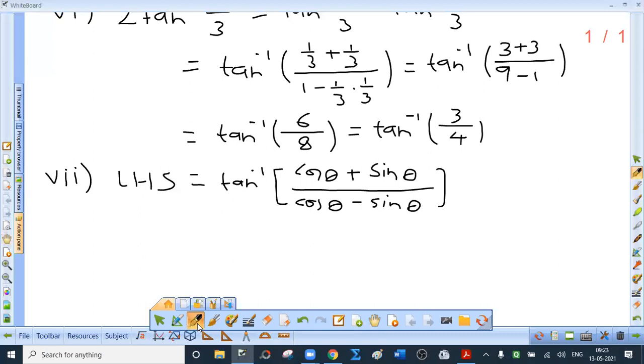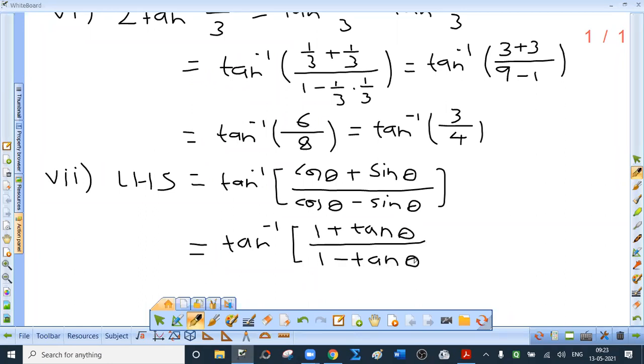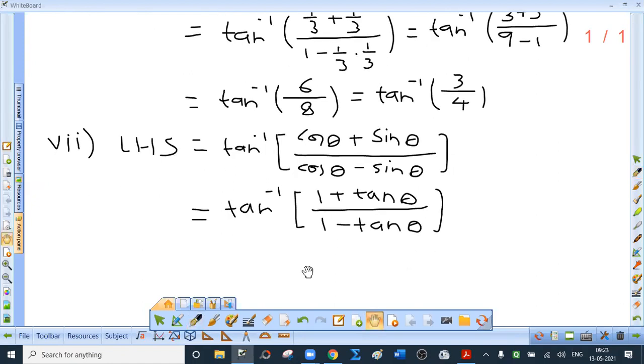Okay. Now within the bracket, divide numerator and denominator by cos theta. I'm not writing that, but in the exam you have to write: divide numerator and denominator by cos. So that is 1 plus, what is sin by cos? Tan. So 1 plus tan theta upon 1 minus tan theta. Okay. Now the next step is important.